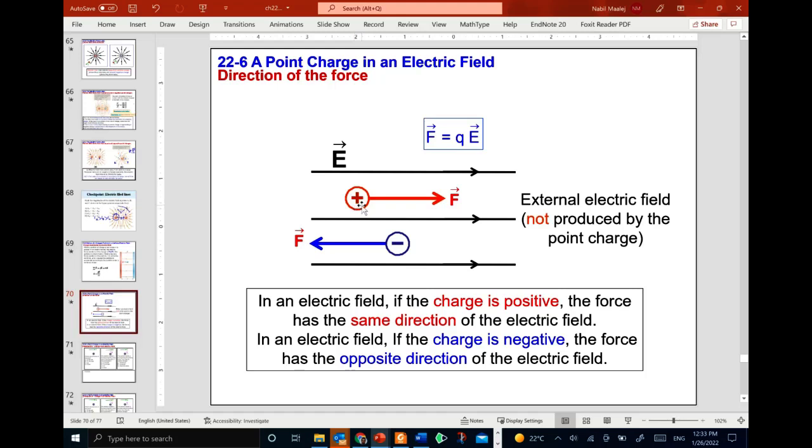We said if it's a positive charge, the electric field and the force are in the same direction. However, if you place a negative charge, it will experience a force in the opposite direction of the electric field. So if the charge is negative, the force that it experiences is in the opposite direction as the electric field. We have already explained this. So in an electric field, if the charge is positive, the force has the same direction as the electric field. If the charge is negative, the force has the opposite direction of the electric field.